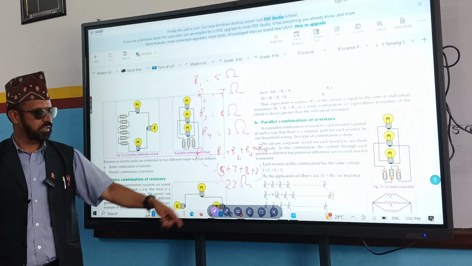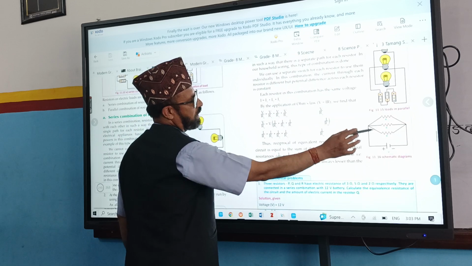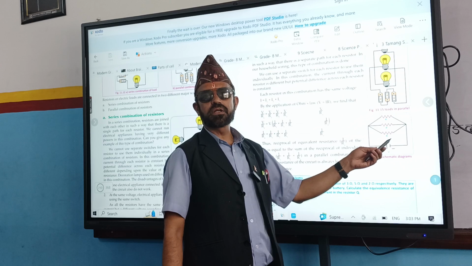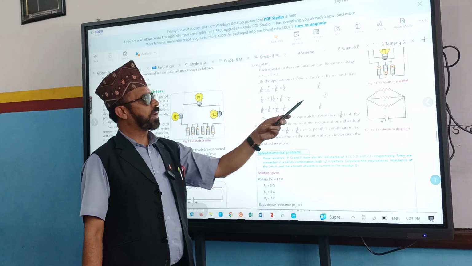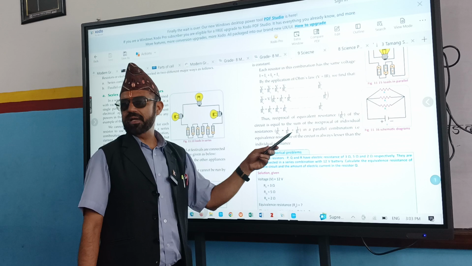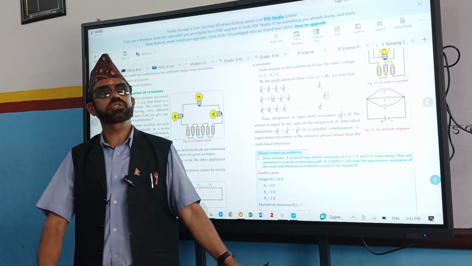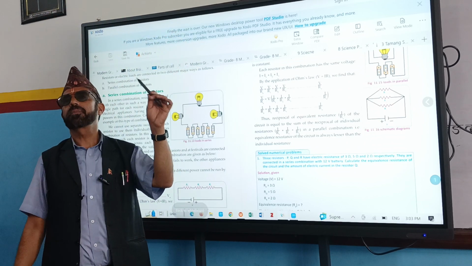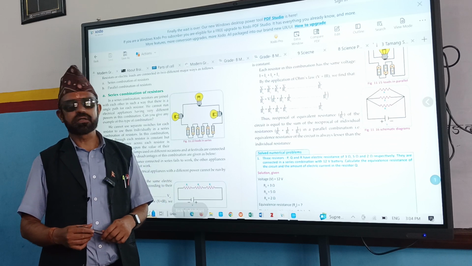Okay, total resistance increases. But if they are connected in parallel, this is the example of parallel, or diagrammatically we can draw like this also. This is the symbol of load, resistor. So what is the formula for total resistance in parallel combination? 1 by R equals 1 by R1 plus 1 by R2 plus 1 by R3. That means total resistance increases or decreases? It decreases in parallel. That's why in our domestic circuit, all the devices are connected in parallel connection.